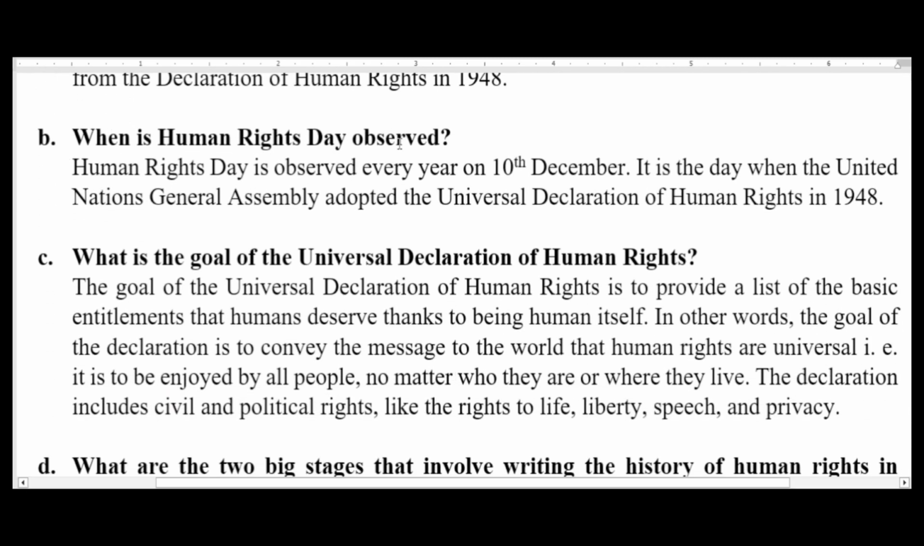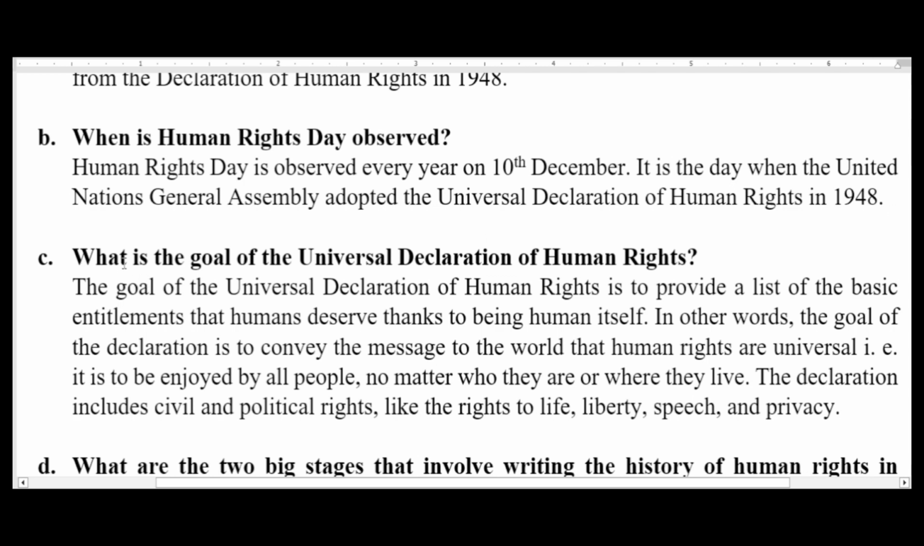Question number B. When is Human Rights Day observed? Human Rights Day is observed every year on 10th December. It is the day when the United Nations General Assembly adopted the Universal Declaration of Human Rights in 1948.